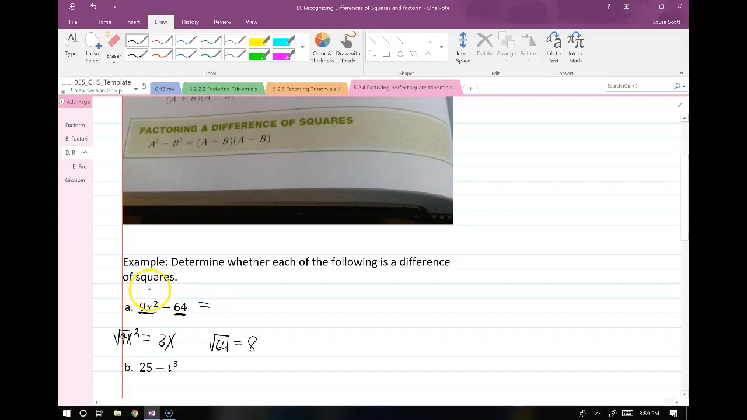Right, so this follows the form a squared minus b squared. And this says that if you get this, the factorization is going to be a plus b, a minus b. So that's how I fill this in. Right, and I recognize that my a is equal to the square root of the first term, so I have 3x. 8 is equal to b. So I have 3x plus 8, 3x minus 8.